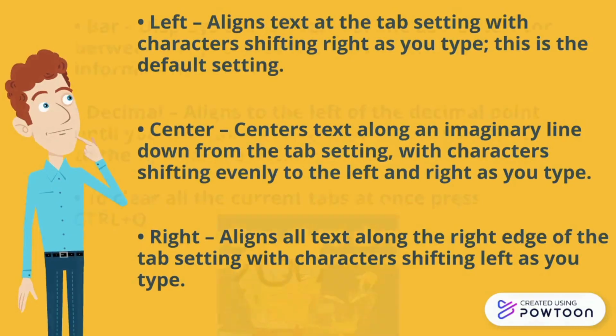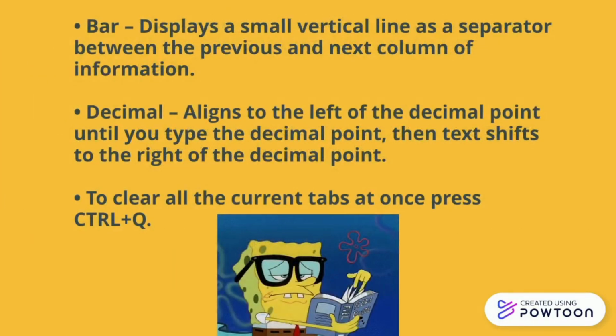as you type. Bar displays a small vertical line as a separator between the previous and next column of information. Decimal aligns to the left of the decimal point until you type the decimal point, then text shifts to the right of the decimal point. To clear all the current tabs at once, press Ctrl plus Q.